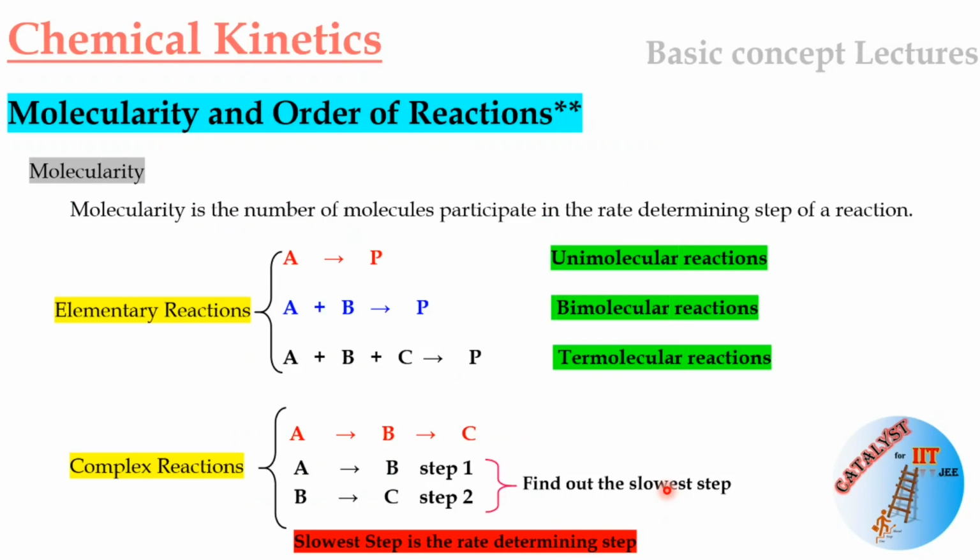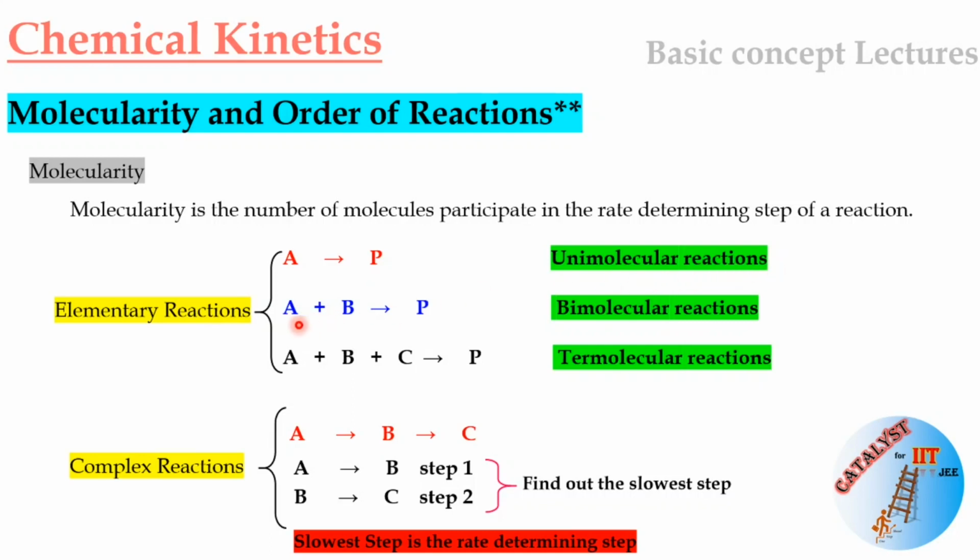So let us move to the concept of molecularity. Now molecularity is the number of molecules that participate in the rate determining step of a reaction. Now what we know, for an elementary reaction there is only one step, so that step has to be the rate determining step. For an elementary reaction it is very simple to define the molecularity. Let us consider A is giving rise to P, where A is your reactant and P is your product. Clearly you can see that one molecule is involved in this reaction, so the molecularity of this reaction is 1, and that is why we call it a unimolecular reaction.